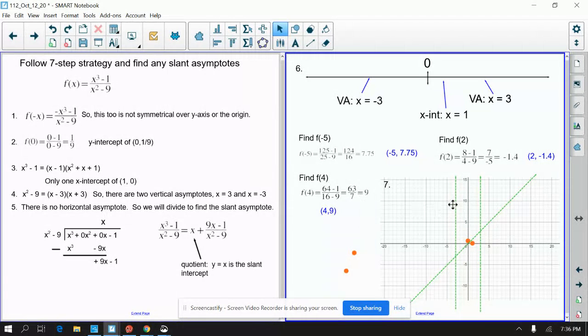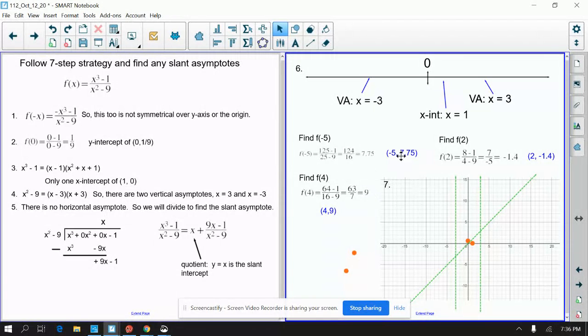But it divides it again into 4 sectors. One to the left of negative 3. In between this vertical asymptote and my 0. In between the 0 and my other vertical asymptote. And then everything to the right of this vertical asymptote.